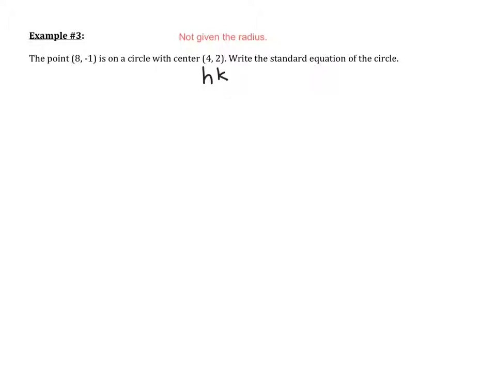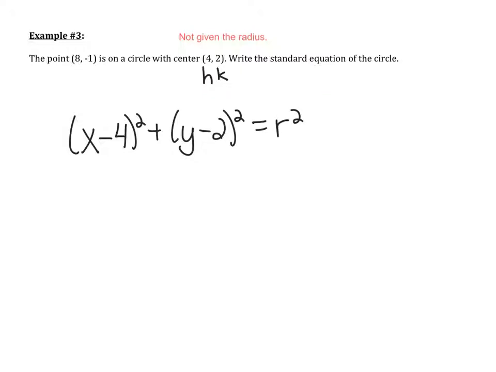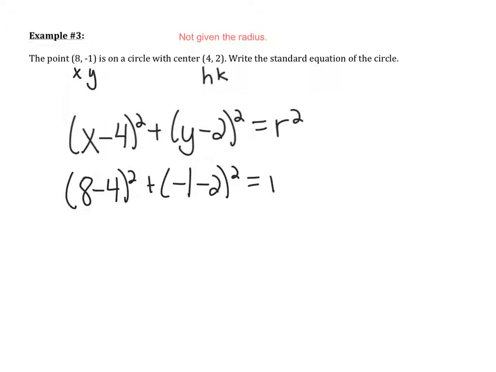So let's write our equation. We would have x minus the h value, which is 4, squared, plus y minus the k value, which is 2 squared, and it's equal to r squared. So again, we don't know what the radius is. However, we have a point here that we can use to plug in for the x and the y in our equation, which would then enable us to find r. So we're going to put 8 in for x and negative 1 in for y. So we would have (8 - 4) squared plus (-1 - 2) squared equals r squared.